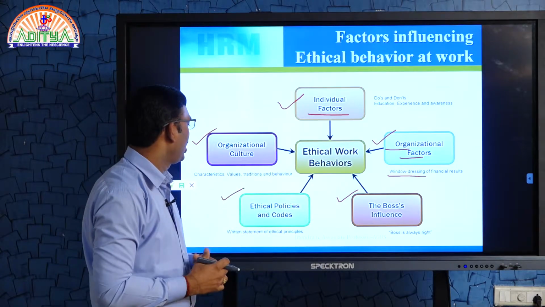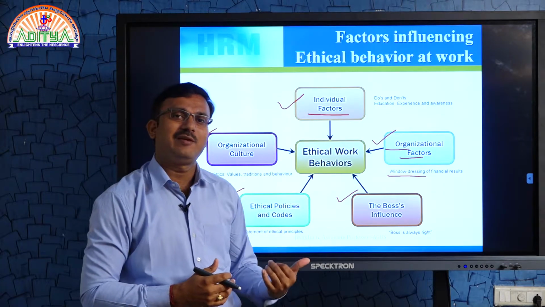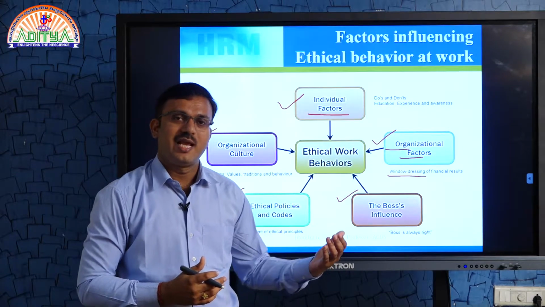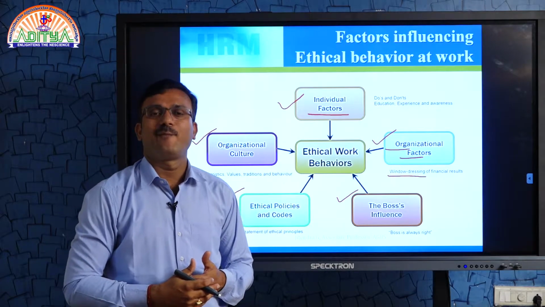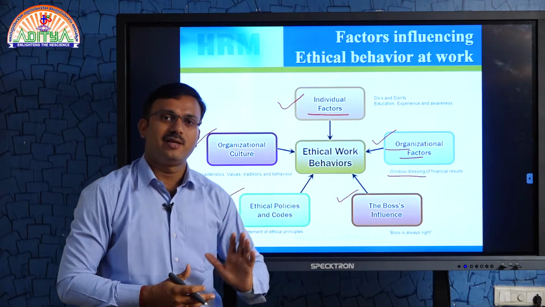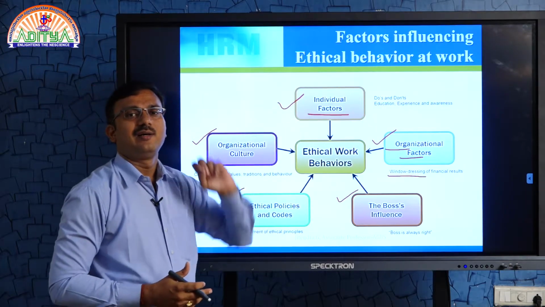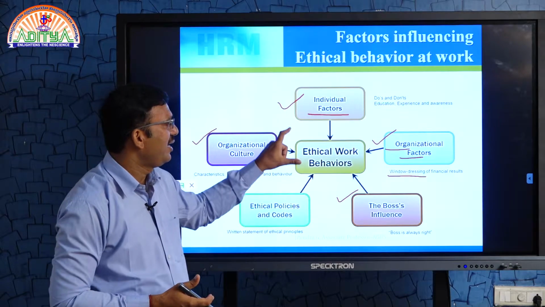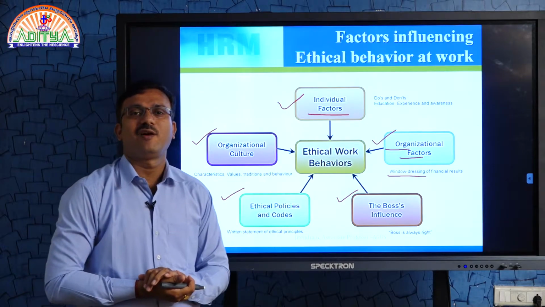And finally, organizational culture. Culture means the set of values, beliefs and norms followed in the organization. If the organization is following good values and ethics, definitely the employees also follow the same. If not, and things are not changed in the right manner, definitely it will affect the performance of employees in the company. That is the reason why these are the 5 different factors which influence ethical behavior at work.